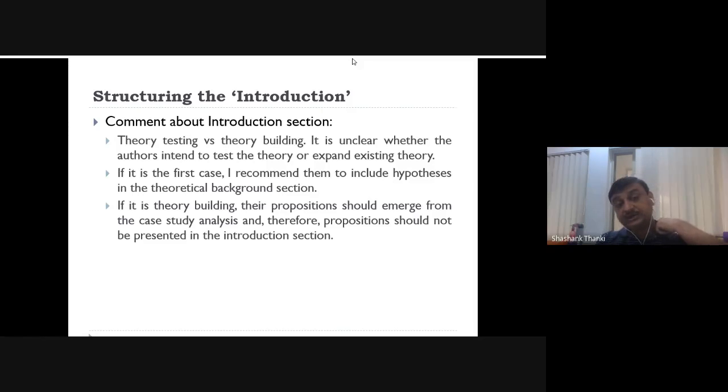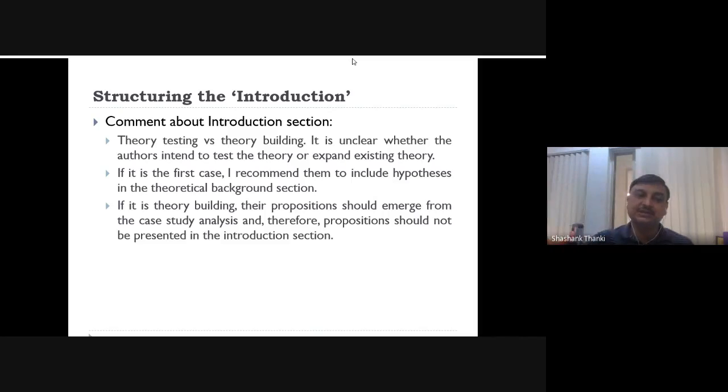These are the comments I had received on my introduction section, and I'm just trying to explain to you why the introduction section is very important. The comment was like this: are you talking about theory testing or theory building? It is unclear whether the authors intend to test theory or expand existing theory. If the first case, that means theory testing, I recommend they include hypotheses as we discussed, because when we are talking about theory testing, you have enough literature available, you are working in a different environment, but literature suggests that in this environment these are the outcomes, and in a different environment you say this should be the outcome or this might be the outcome.